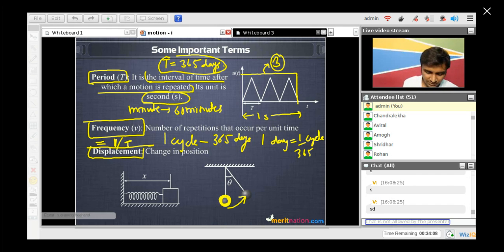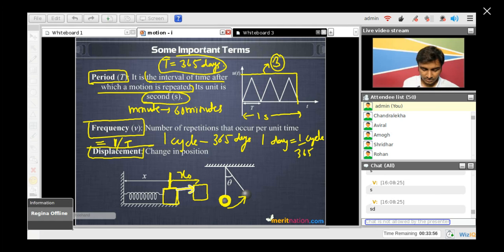Similarly, for the spring and block, when it is kept here, it is at rest. If I take it away from this position, let's say x0, then the spring will pull it back and it will start moving forward and backward. This position is called the position at rest, and this is called displacement.